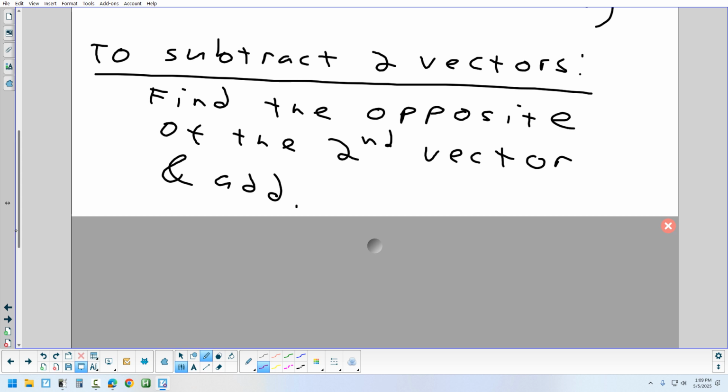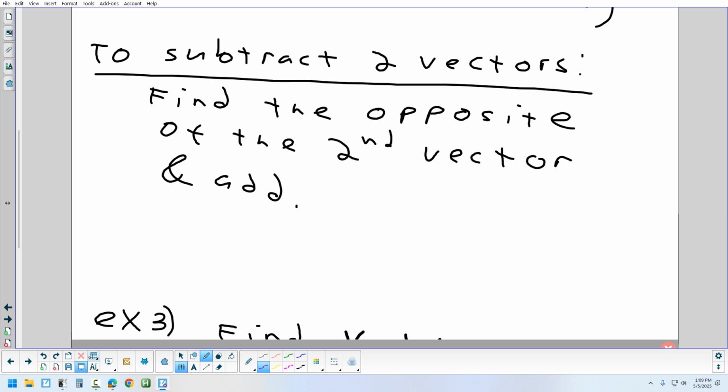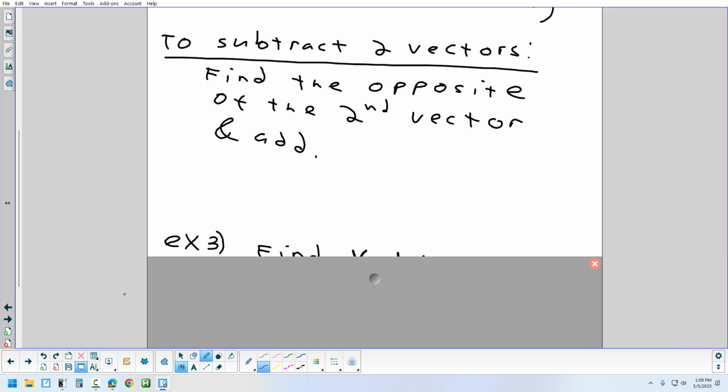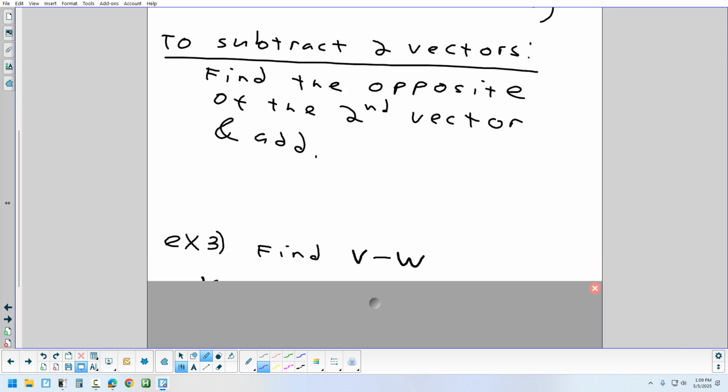Okay, so to subtract two vectors, add the opposite of the second one, so you flip it around. All right, so let's do V minus W. How are we going to think of V minus W? It's addition instead of subtraction: V plus negative W. So what we're going to do is take W, flip it around, and then add it onto the end of V. That's how we subtract it.